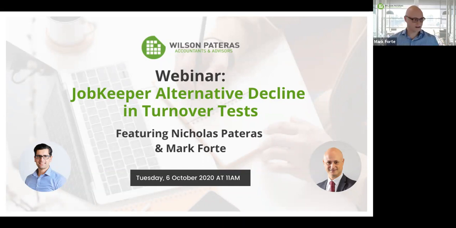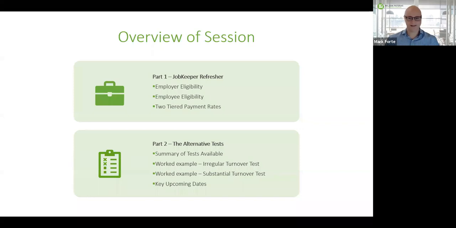Okay, thank you very much, Nick. So today's session, a bit of an overview first, is going to be 2 parts. The first one is a bit of a JobKeeper refresher. With that, we'll go through the fairly basics of it in terms of employer eligibility, employee eligibility. We'll touch on the 2-tiered payment rates and the number of fortnights in this current JobKeeper period. And then part 2, which is a bit more involved, we'll look at the different alternative tests. I'll go through the summary of 5 of those tests, and we'll go through a worked example or 2. And just to round off the session today, we'll look at some key upcoming dates to the middle of November.